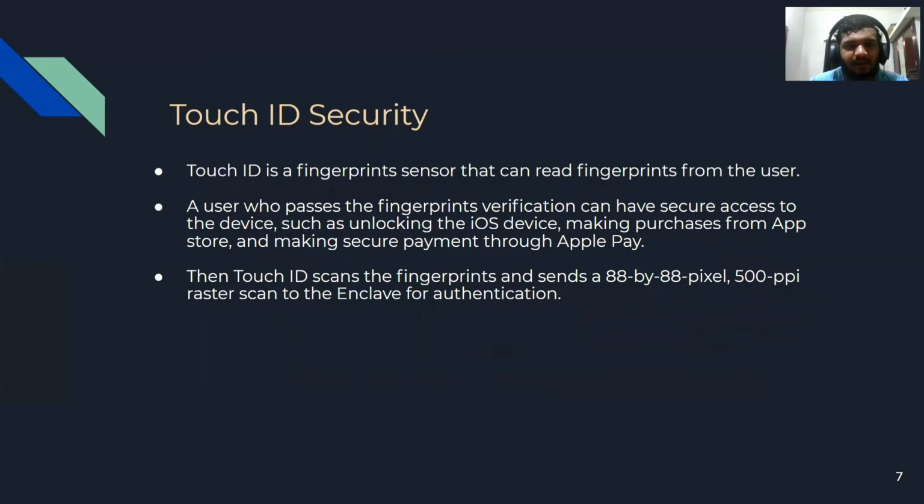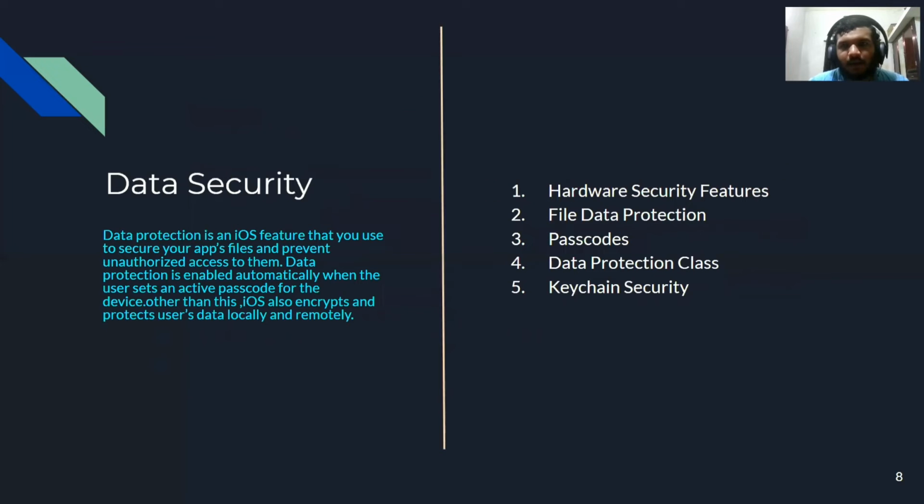Now, what is Touch ID? Touch ID security. Touch ID is a fingerprint sensor that can read fingerprints from the user. A user who passes the fingerprint verification can have secure access to the device, such as unlocking the iOS device, making purchases on the App Store, and making secure payments through Apple Pay. The Touch ID scans the fingerprints and sends an 88 by 88 pixel, 500 ppi raster scan to the secure enclave for authentication. Now I hand over to Sumedha.